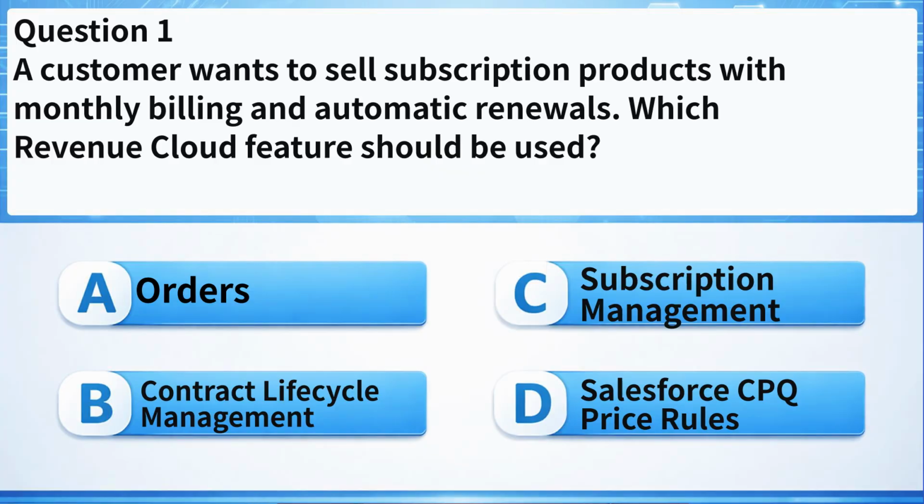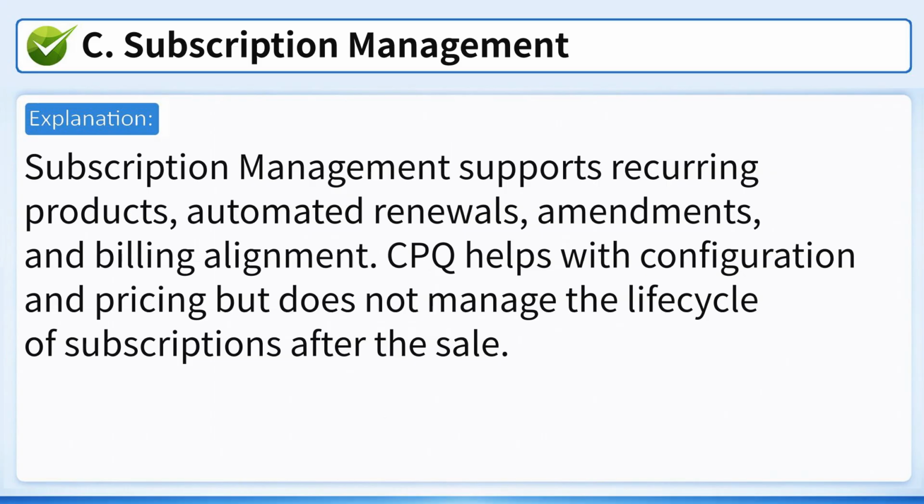Question 1. A customer wants to sell subscription products with monthly billing and automatic renewals. Which Revenue Cloud feature should be used? A. Orders. B. Contract Lifecycle Management. C. Subscription Management. D. Salesforce CPQ Price Rules. Correct answer: C. Subscription Management.